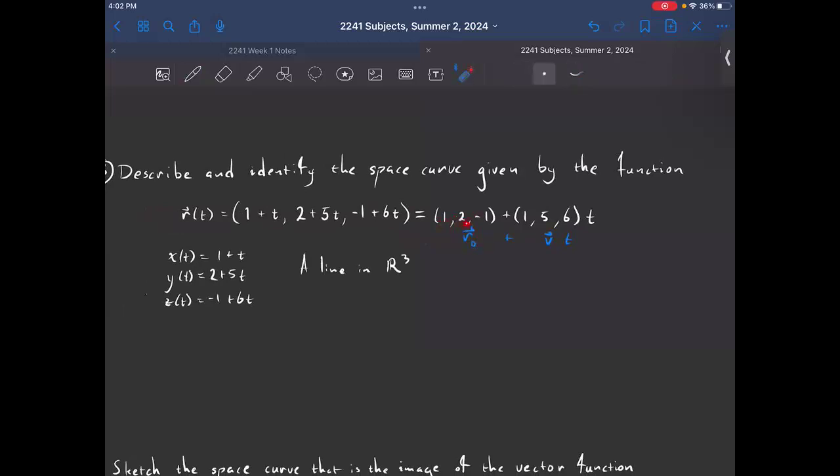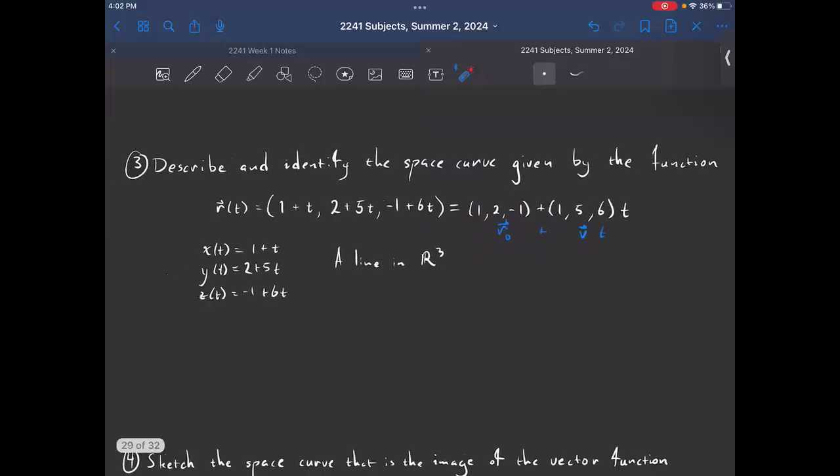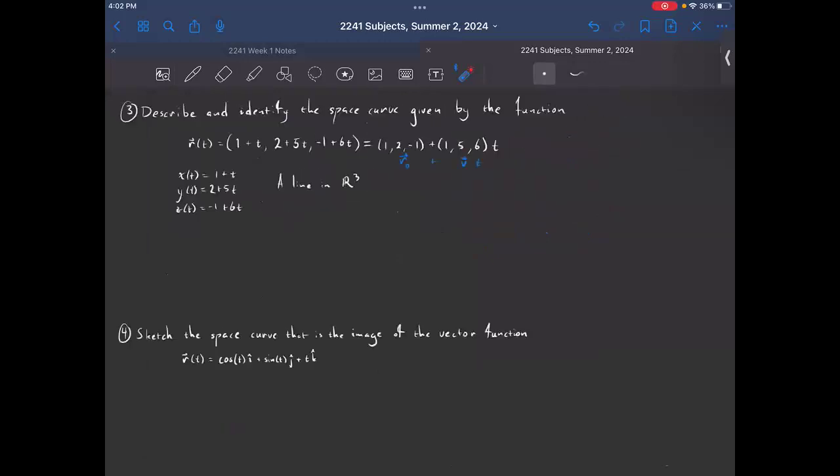It starts at, or it contains the point 1, 2, minus 1 maybe, and moves in the direction of v, 1, 5, 6. So not so much in the x, but pretty steep in the y and z directions. All right, and that is our line.